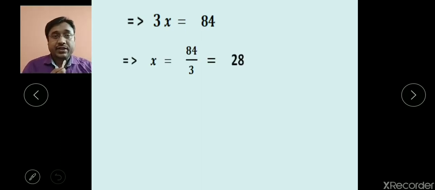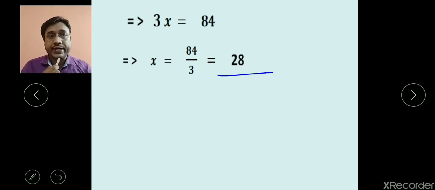That means 3x equals 84. Now this 3 we will take on the right side and divide 84 by 3 to find the value of x. Because it is the equation rule: whatever is multiplying will divide on the other side. So x equals 84 by 3, which is 28. 3 into 2 is 6, 2 and 4 remaining, and 3 into 8 is 24. So x equals 28.